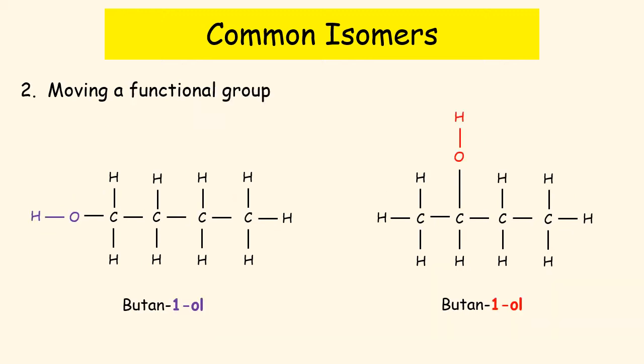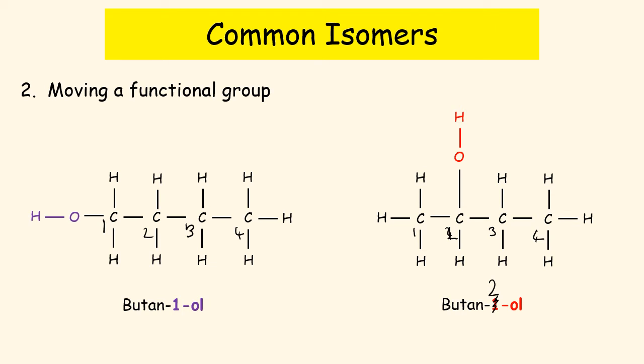Another type of common isomer is moving the functional group, and this is very similar to moving a branch. So for example, for alcohols, if we number our chain from left to right, we can see that there are 4 carbons, so this is butanol. And on this one, we've got the alcohol on carbon number 1, so that's butan-1-ol. On the right-hand side, we have the alcohol on carbon number 2, so that is butan-2-ol, not butan-1-ol, sorry about that.